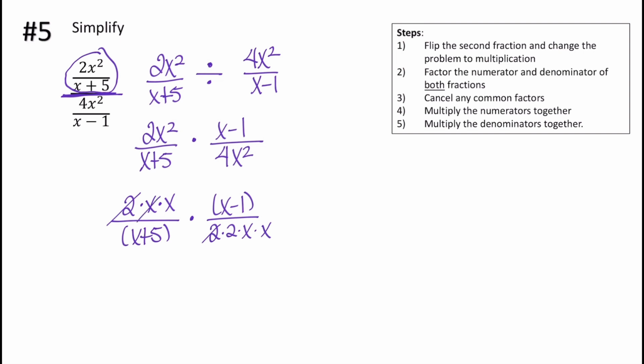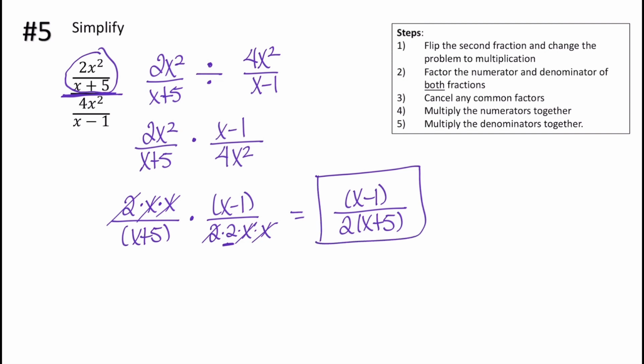We also have an x, and then another x and an x. So what we're left with in the numerator is just going to be x minus 1. And then in the denominator, we have 2, right? We have 1, 2 left. So we have 2 times x plus 5. And that is our final answer that we get when we multiply everything together.